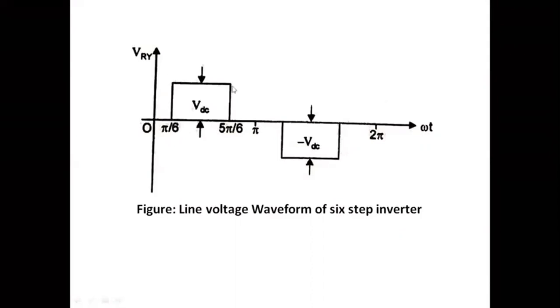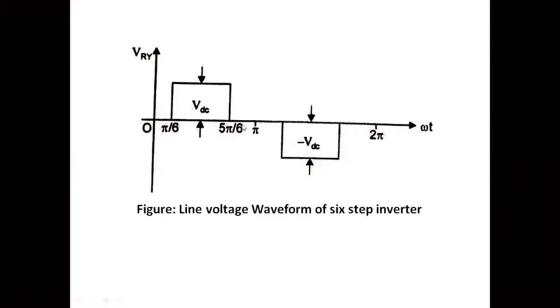It is having a waveform from pi by 6 to 5 pi by 6. If you measure the magnitude from pi by 6 to 5 pi by 6, it gives only one particular value that is constant. So the magnitude cannot be varied in the 6-step inverter mode of operation. This is the model waveform that can be produced once you operate the voltage source inverter as a 6-step inverter. And this is also one line voltage.